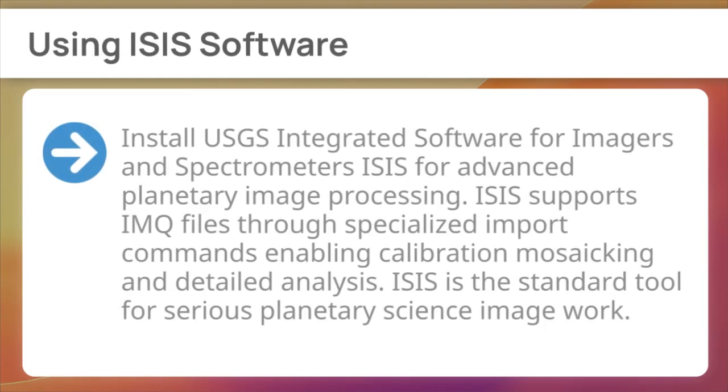Next, using ISIS software. Install the USGS Integrated Software for Imagers and Spectrometers, ISIS, for advanced planetary image processing. ISIS supports IMQ files through specialized import commands enabling calibration, mosaicing, and detailed analysis. ISIS is the standard tool for serious planetary science image work.